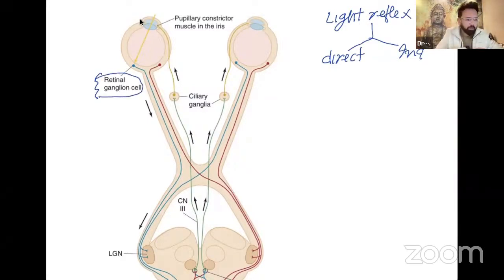Which pigment? Who can tell me? Which pigment is there? Rhodopsin, photopsin? No. Neither rhodopsin nor photopsin. It is melanopsin. Latest MCQ. Melanopsin is very, very sensitive to the light. It is not the photopsin. Rod and cones are not involved, my dear doctors.